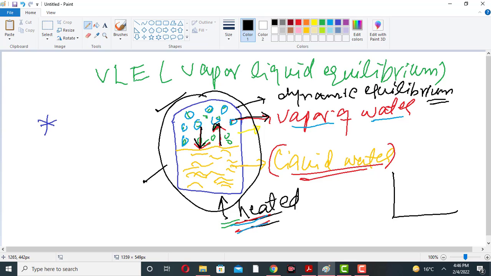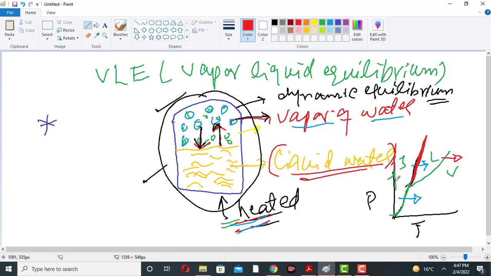The vapor liquid equilibrium on the PT graph will look like this. This is the pressure and this is the temperature. So you know that this is the solid, this is the liquid, and this is the vapor. When solid is converted into vapor, we call it sublimation. When solid is converted into liquid, we call it melting, and when liquid is converted into vapor, we call it vaporization.